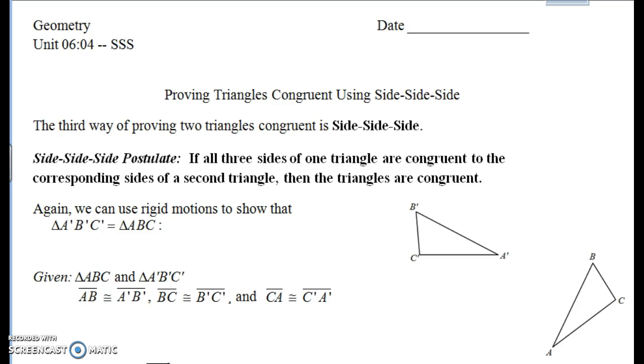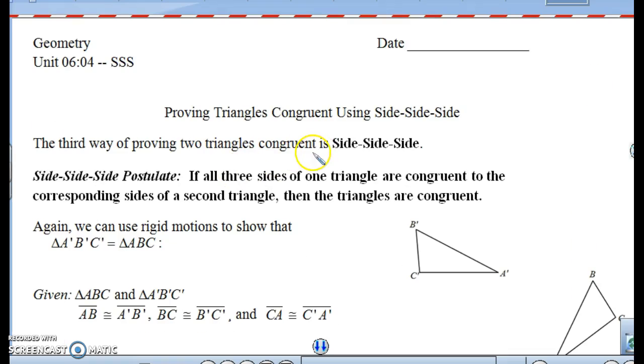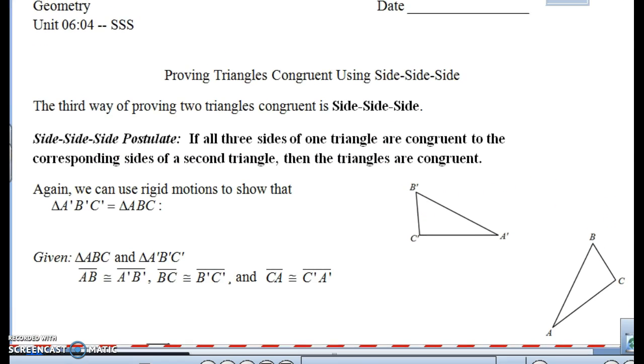The side, side, side postulate is probably one of the easier ones because it's just telling you exactly what you have to find. Side, side, side means if all three sides of one triangle are congruent to the corresponding sides of a second triangle, then the triangles are congruent. So in other words, if we are given two triangles, ABC and A prime, B prime, C prime, where AB is congruent to A prime, B prime, BC is congruent to B prime, C prime, and CA is congruent to C prime, A prime, then these three corresponding sides are congruent.